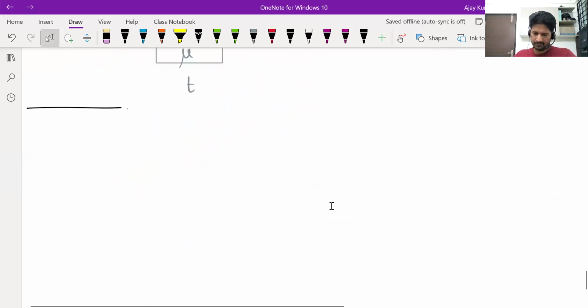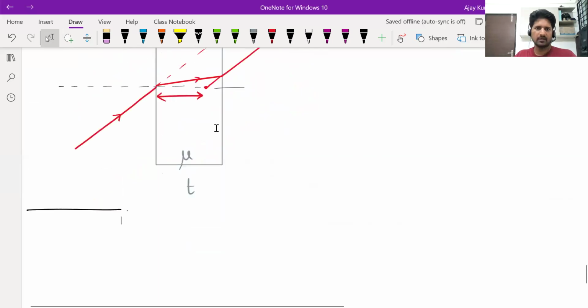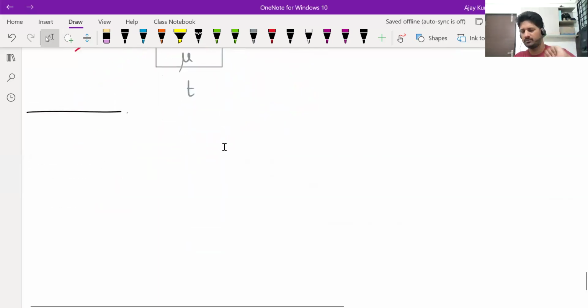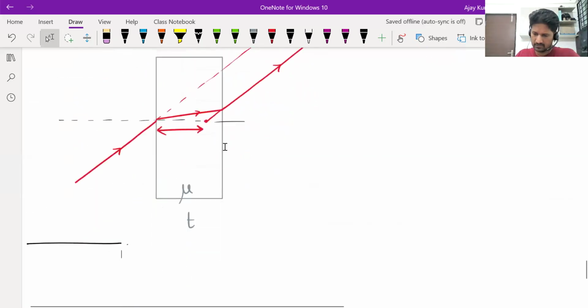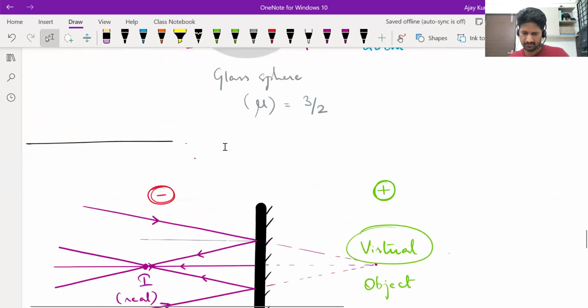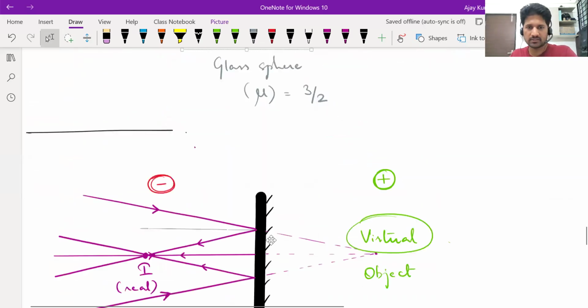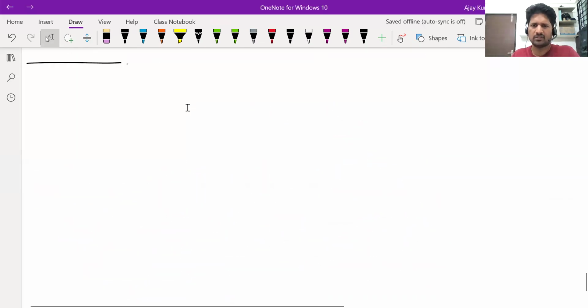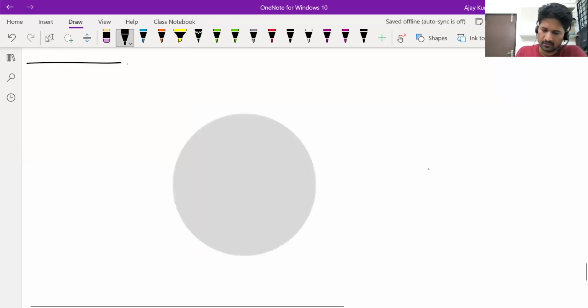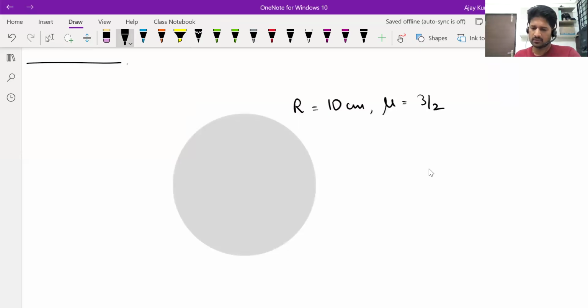Fine. Next is the case of multiple glass slabs or different media. But before that, solve this question. Suppose there is a spherical glass slab. Okay, I should not call it slab. Let's say there's a glass sphere. Radius of curvature is given to you, take it as 10 centimeters itself. Refractive index is given to you, 3/2. Assume there's a particle inside this glass sphere. This is also a common question. Many of you might have solved it already, but do it once again.